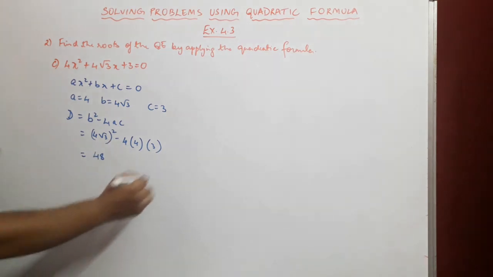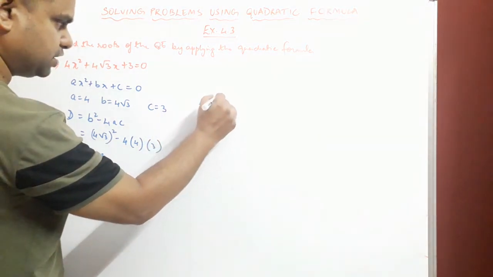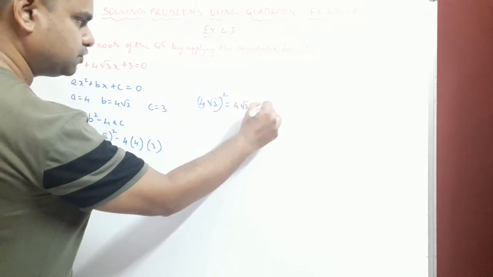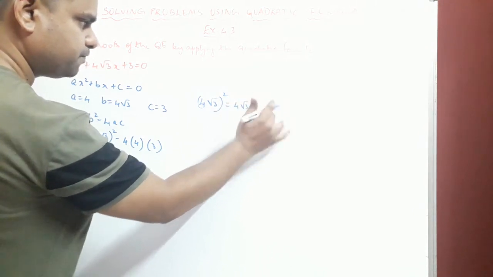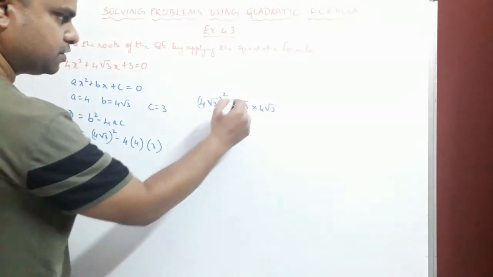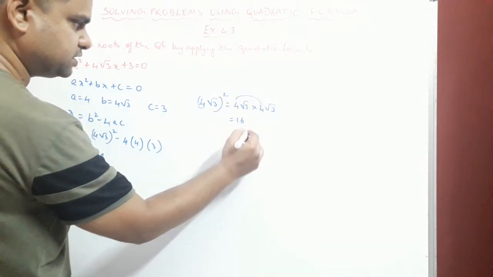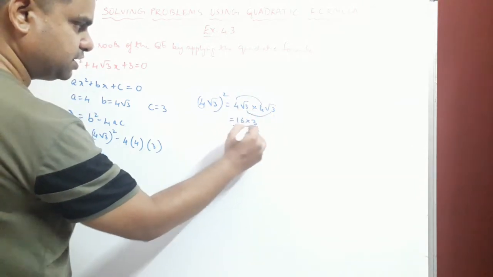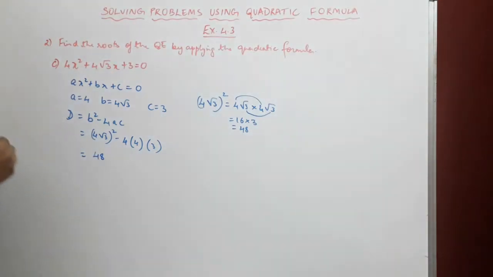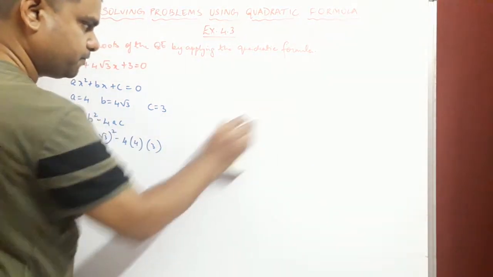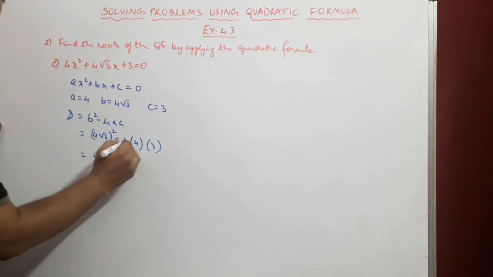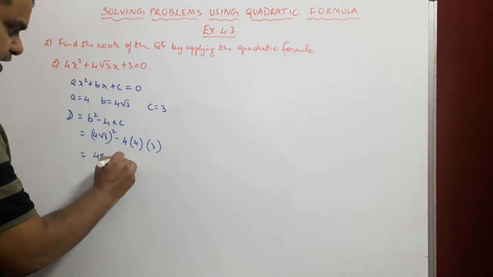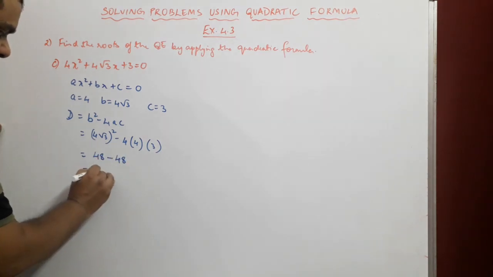To show you how it works, 4 root 3 whole square can be written as 4 root 3 into 4 root 3. So 4 into 4 gives us 16, and root 3 into root 3 will give us 3. 16 into 3 is 48. That's what we've got over here. Next, 4 into 4 is 16 and 16 into 3 is 48. So minus 48. So 48 minus 48 gives us 0.